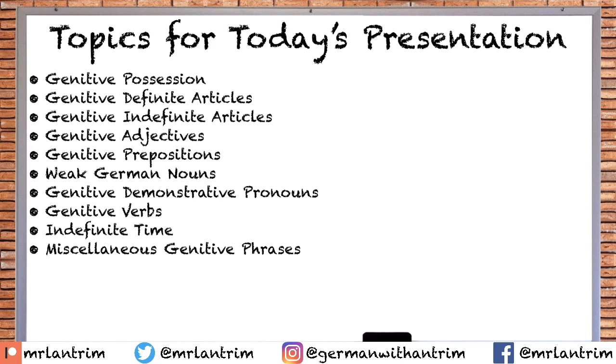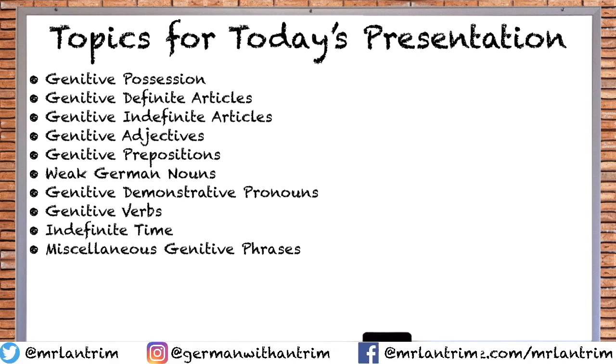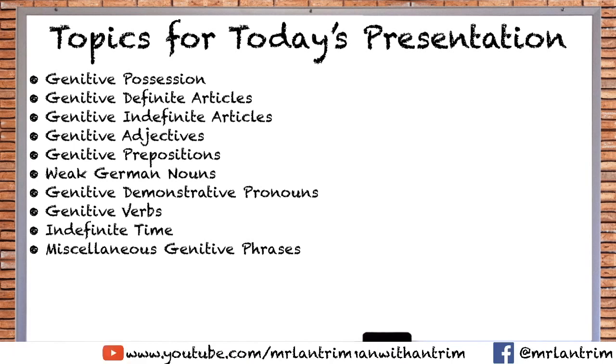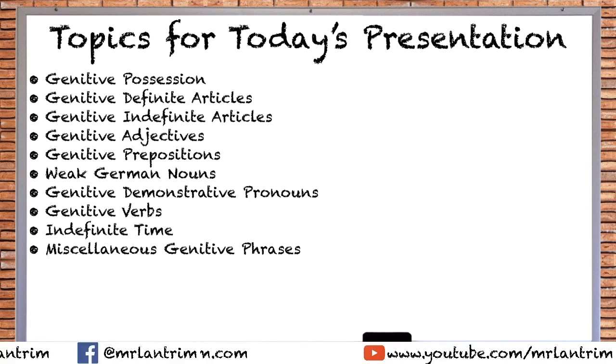Topics for today, the things that you are going to learn about the genitive case. First of all, genitive possession, which if you didn't know, that's the main reason that the genitive case is used, and so we will be talking about that in depth today. Then we'll have to talk about genitive definite articles and then indefinite articles, followed by the adjectives that you use with those definite and indefinite articles, as well as adjectives that you use without having an article on it at all. Then we get into genitive prepositions, as they're used quite widely nowadays.